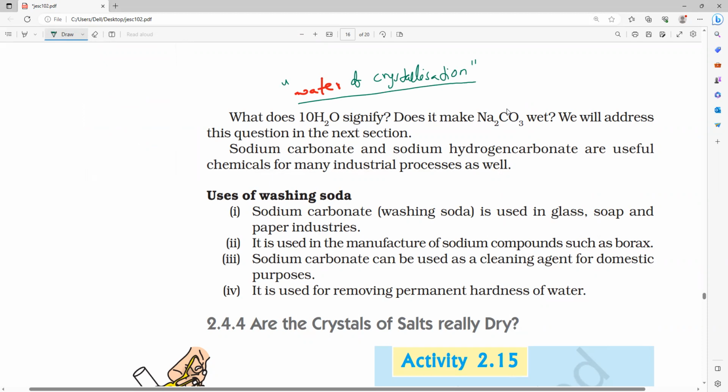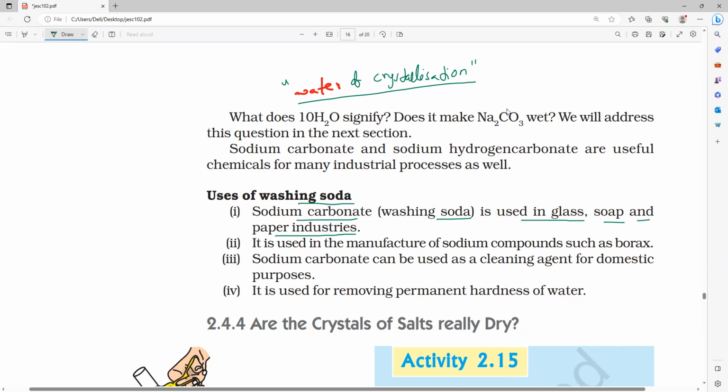If you remove this water of crystallization, converting from hydrated to unhydrated, then it will lose its crystalline structure, and a change in color will also take place. Do you understand, everybody? Please respond. Okay. Now, what are the uses of washing soda? You can see here. Sodium carbonate or washing soda is used in glass, soap, and paper industries.